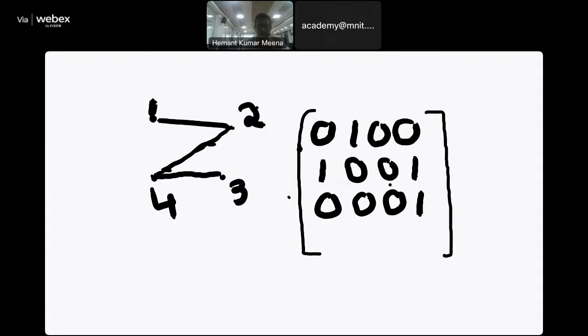Then we come to the last one, the fourth one. In the fourth one, is 4 connected to 1? No, it is not connected to 1, it is 0. Is 4 connected to 2? Yes, it is connected. Is 4 connected to 3? Yes, it is connected. Is 4 connected to itself? So this is 0. So yes, Krishna has written correctly.